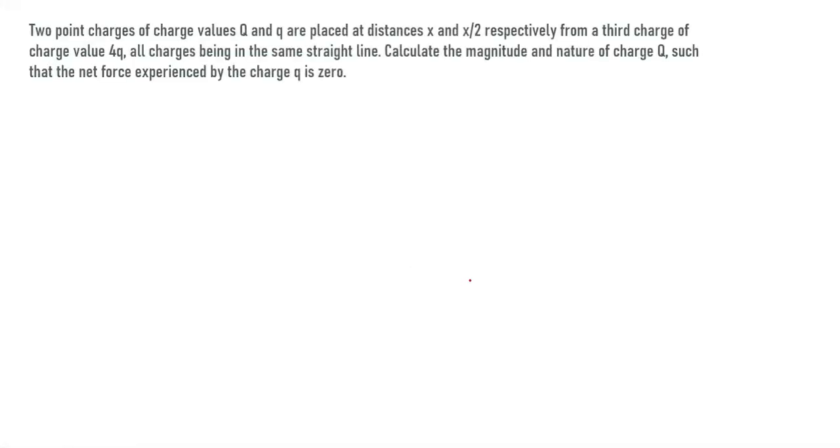Now next question, another question which is again based on the condition of equilibrium. Two point charges of values capital Q and small q are placed at distances of x and x by 2 respectively from a third charge of value 4q, all charges being in the same straight line. Calculate the magnitude and nature of capital Q such that the net force experienced by the charge q is 0. Here we have to take two conditions, one of capital Q and the other of small q.